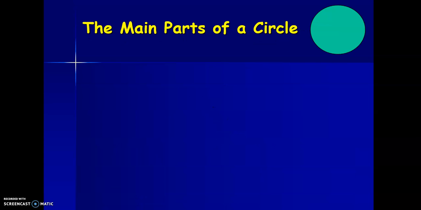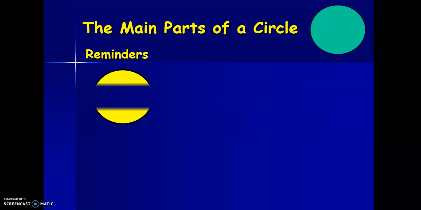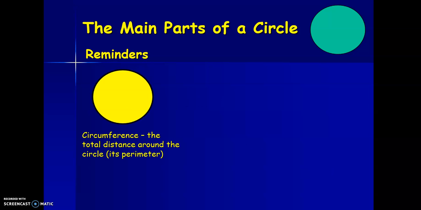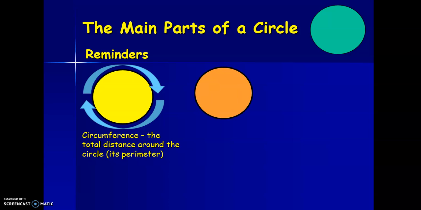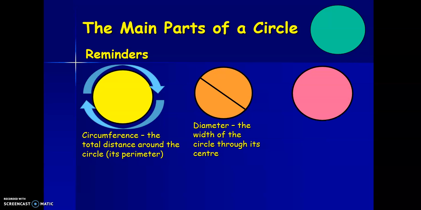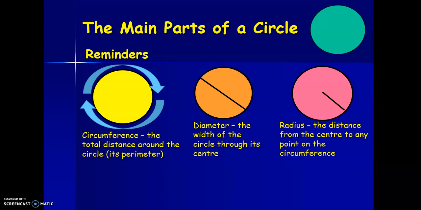So we have to remind ourselves about the different parts of the circle. First thing is the circumference, and that is the total distance all the way around the circle. The next thing is the diameter. And the diameter is the width of the circle through its centre. So from one side all the way through the centre to the opposite side. And then lastly, we have the radius of the circle. Now the radius is the distance from the centre to any point on the circumference. So we can see that there.